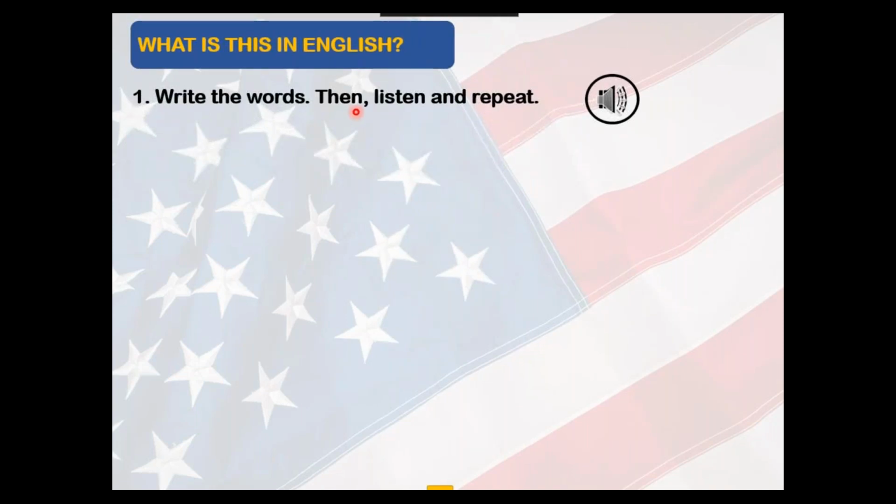As you can see in this question, we have, what is this in English? This is a question for one object. So write the words and listen and repeat. Let's learn about this vocabulary, please. So what is this in English?